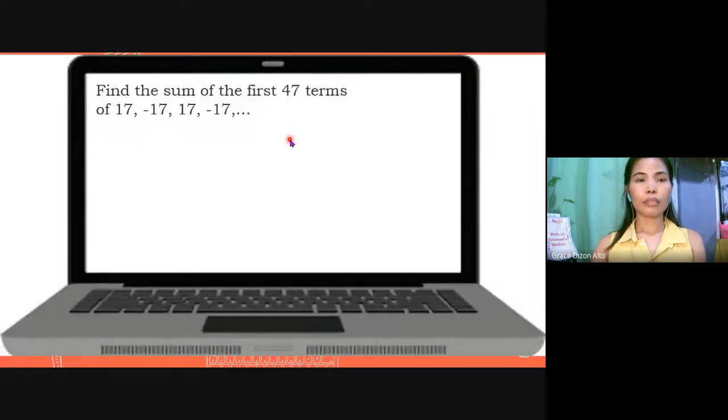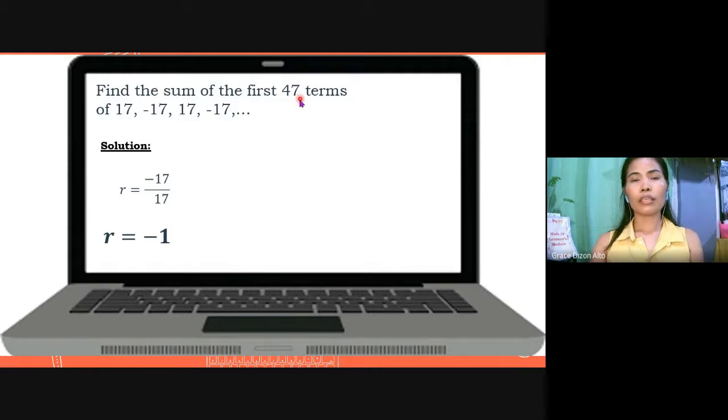Next problem is to find the sum of the first 47 terms of the sequence 17, -17, 17, -17, and so on. We have to solve for the common ratio. -17 divided by 17 is -1. For -1, we have to make sure if n is odd or even. Since our number of terms here is 47, it's odd.